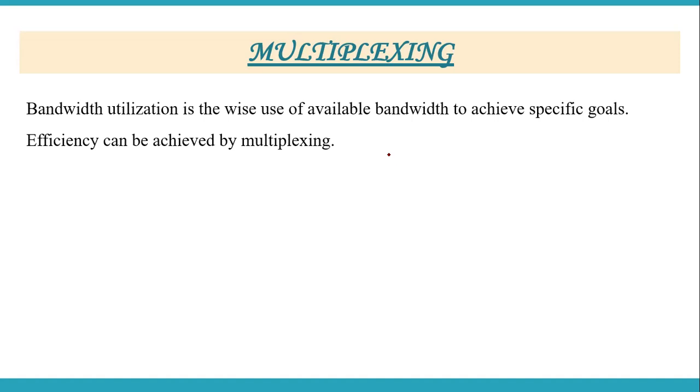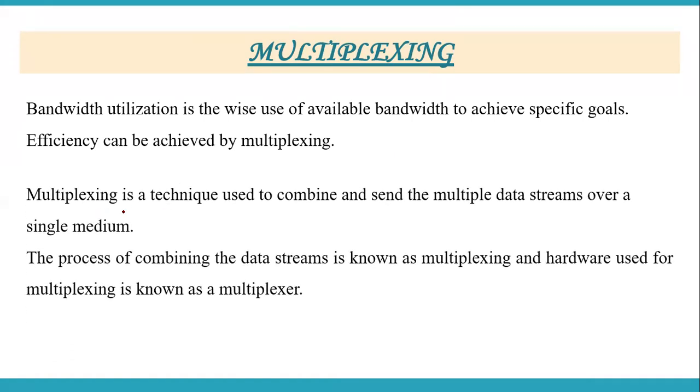So multiplexing is a technique used to combine and send multiple data streams over a single medium. Now what they're saying, suppose this is the medium that you have, and from here multiple signals are coming. So what does multiplexing mean? Multiplexing means that it will combine all the signals into one signal and it will send only one signal entirely. मतलब पूरे चैनल में, पूरे मीडियम में सिर्फ एक ही चैनल, आपका एक ही सिग्नल जाएगा. So the process of combining the data streams is known as multiplexing.